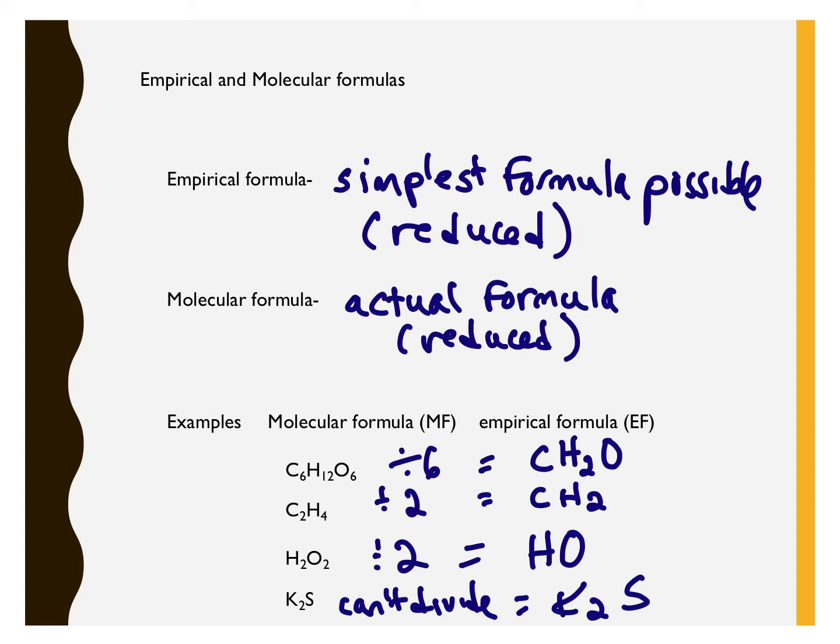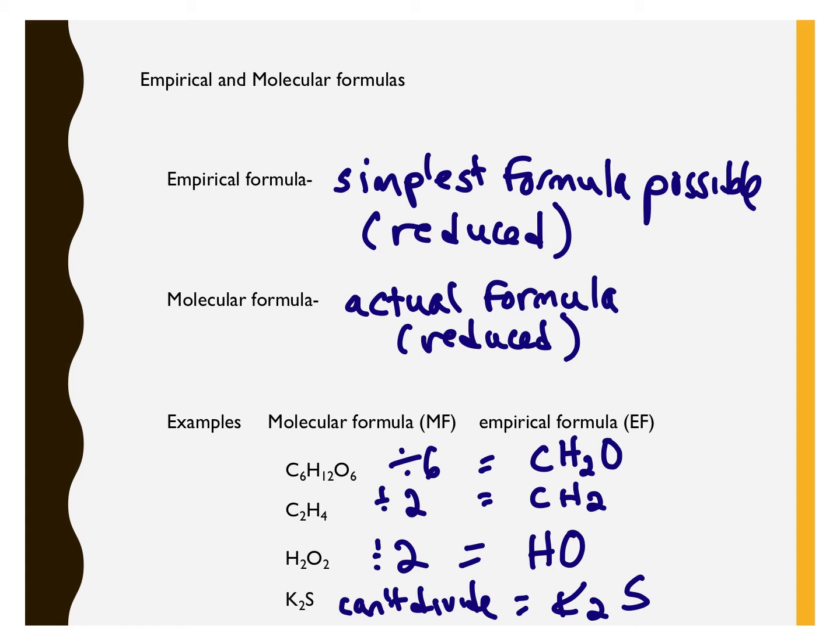Okay, so we're going to go through the empirical and molecular formula notes. The empirical formula is the simplest formula possible. It means it's been reduced. So we're going to look at the formula and see that it couldn't be simplified anymore. This empirical formula comes from the molecular formula, which is the actual formula.